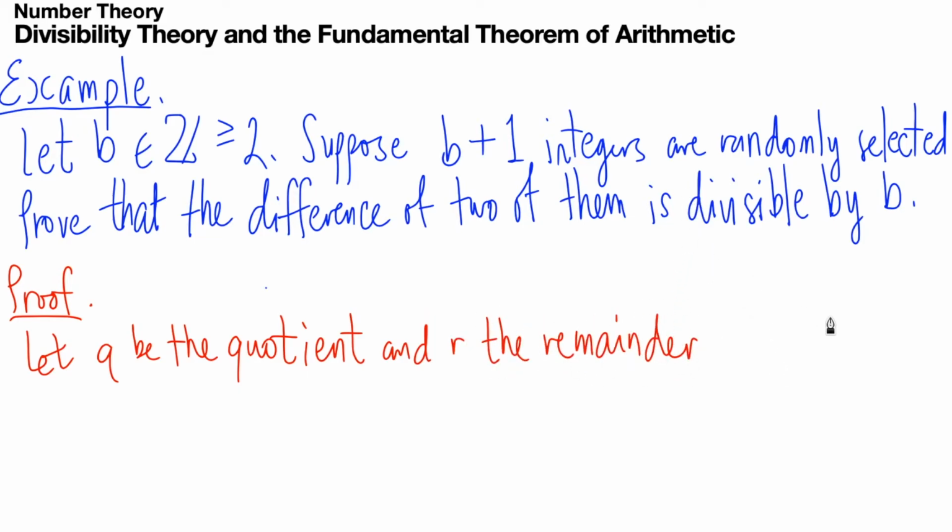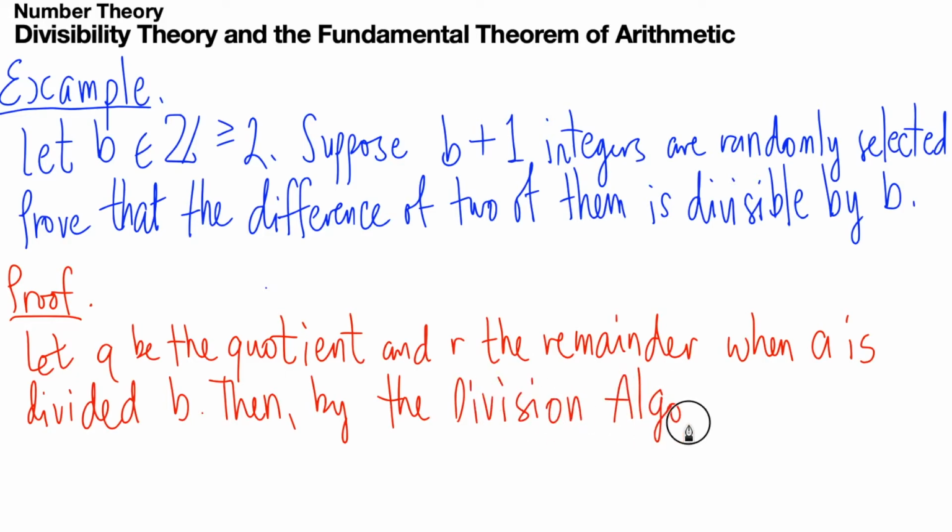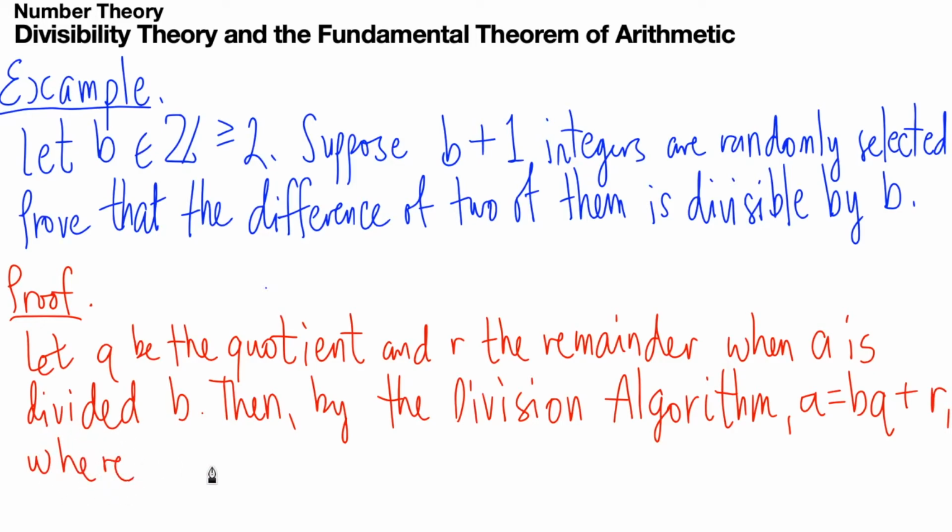Okay, when an integer a is divided by b, then by the division algorithm, we have a equals our usual bq plus r, where r is between 0 and b, and can be equal to 0.